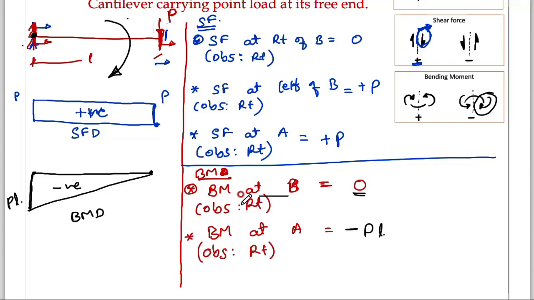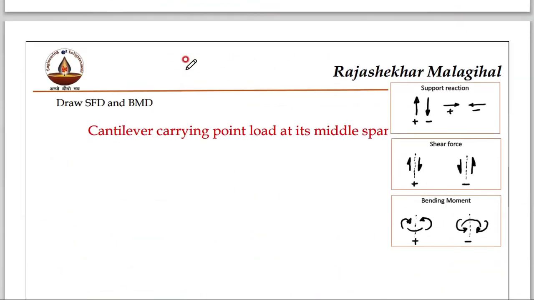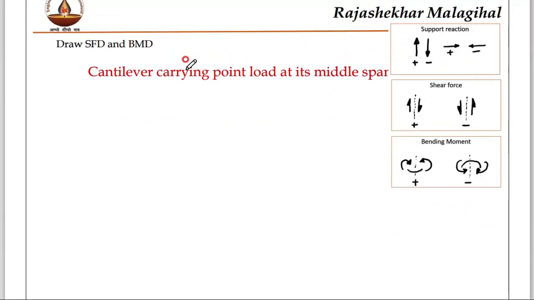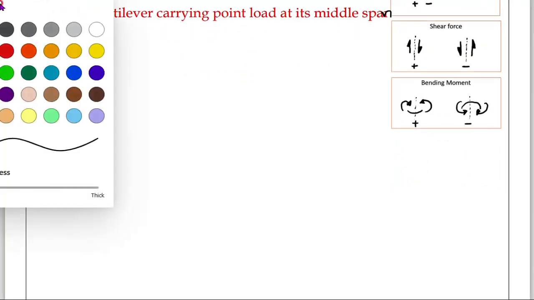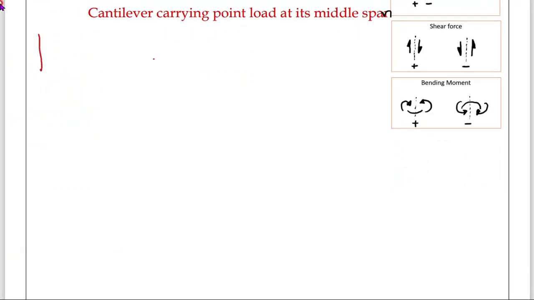Right? Now we'll go to the third problem. Now look here. Cantilever beam carrying point load at its middle span. Now we'll draw the diagram for this beam. Okay, this is a cantilever of length L. Then I have a middle point here. At this point you have a point load. This point load we will call P again. Then what is this distance? This is L by 2. This is L by 2.